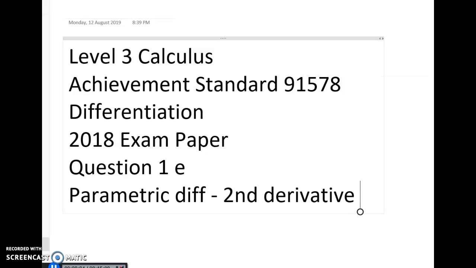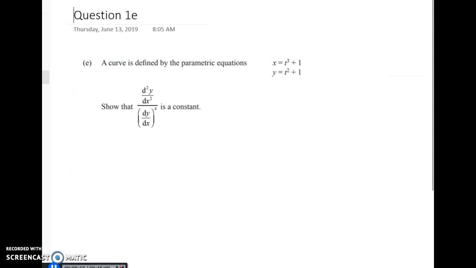This is question 1E from last year's differentiation paper. So this is the excellence question in question 1, and it's a parametric differentiation example. If you're confident with parametric differentiation, it's actually pretty straightforward to know what to do. It's not like one of those related rates of change questions where you have to stare at it for ages.